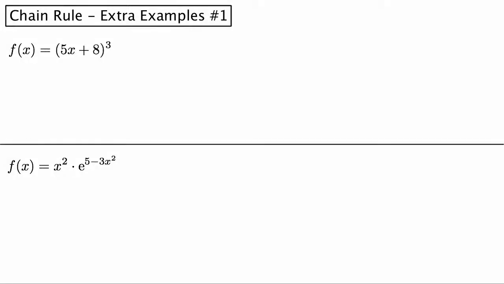Welcome to another podcast. In this episode, we're going to be taking a look at a couple of examples for chain rules. These are just extra examples on top of the chain rule video which you've watched previously. Let me just remind you of what the chain rule says.